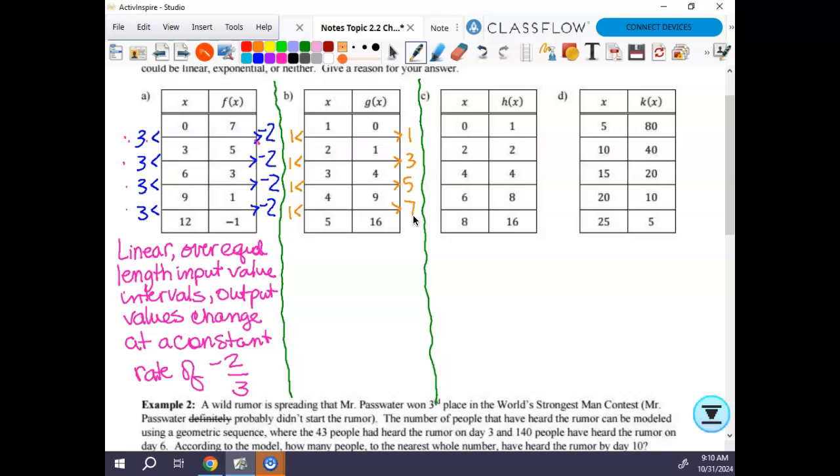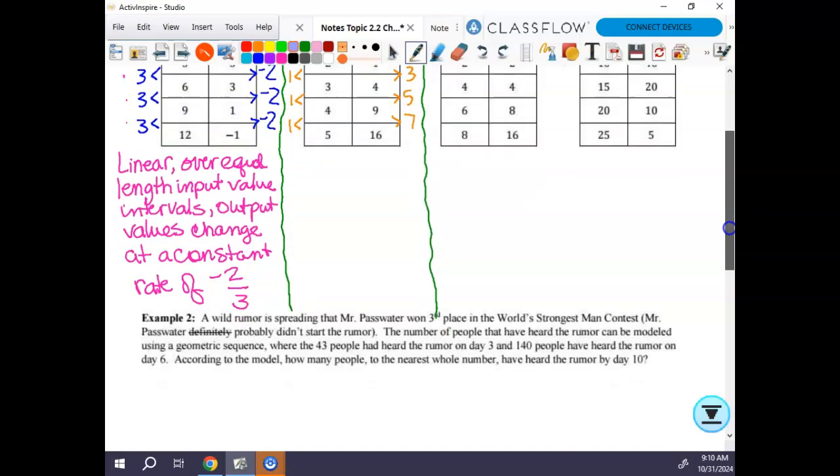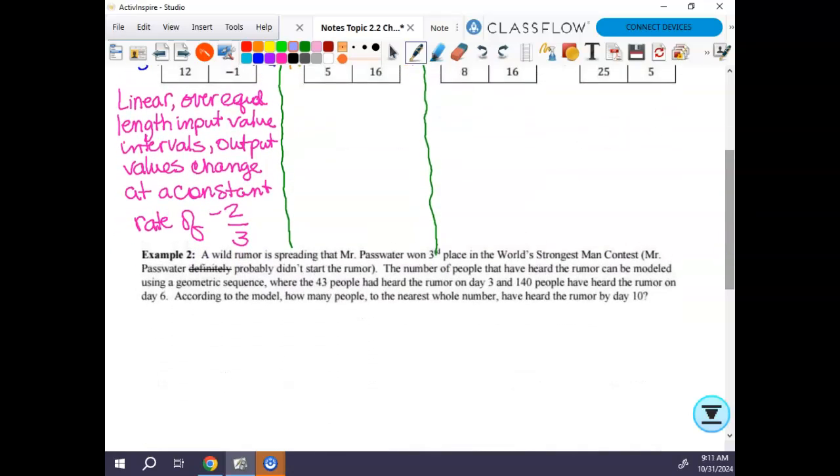That's an answer for a different question, but I just want to remind you that we have to remember all that stuff. So in this case, these are my only options: linear, exponential, neither. So my answer is neither, right? So I'm going to say neither. And then here's my explanation. Starts off the same way. Over equal length input value intervals.